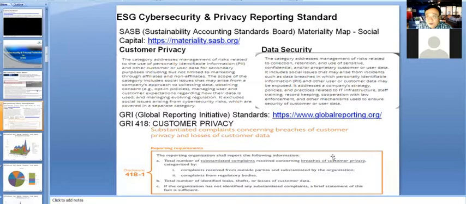SASB, the Sustainability Accounting Standards Board, and GRI, the Global Reporting Initiative. But still, coverage of ESG cybersecurity and privacy measures is very limited. For example, they only cover a small section about customer privacy, addressing the risk related to how you collect and use personally identifiable information, and how you can protect this personal information.